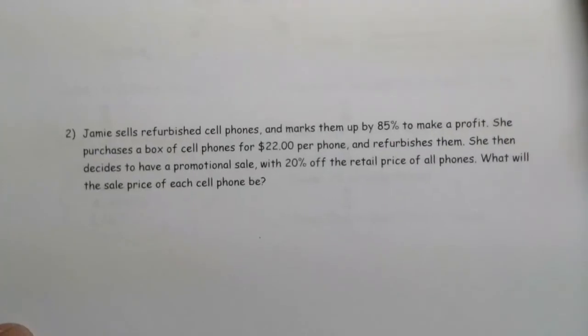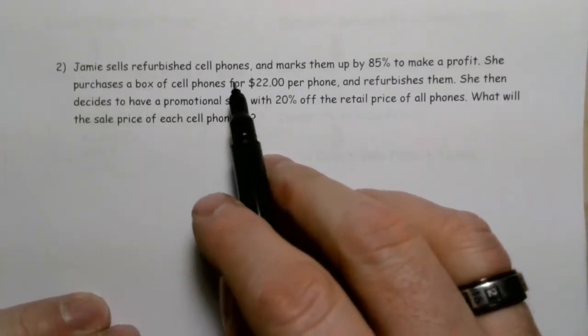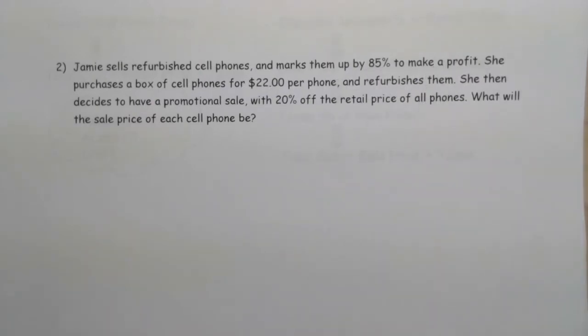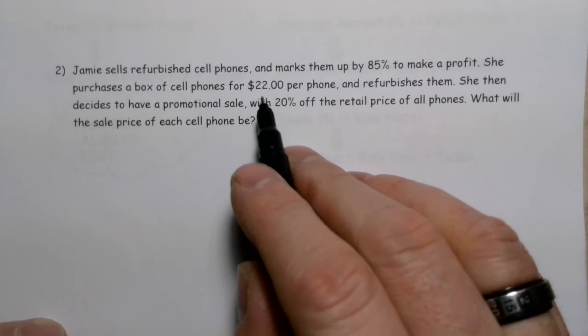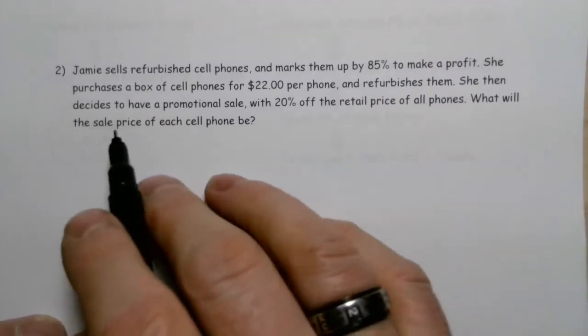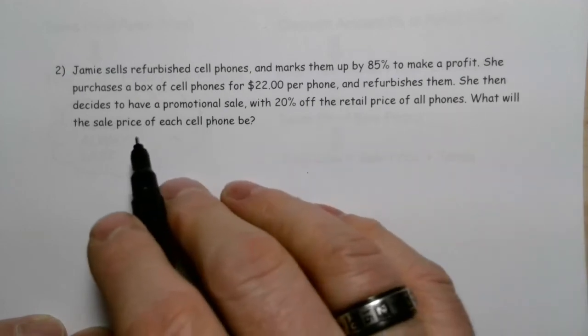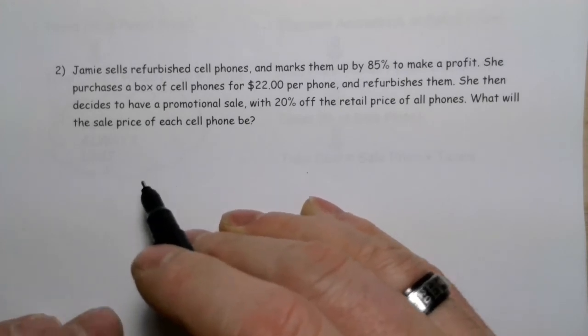Okay, let's take a look at one more here. Jamie sells refurbished cell phones and marks them up 85% to make a profit. Okay, now this is interesting. This question is not about taking 85% off the price. We're now adding 85% to the price. So she purchases a box of cell phones at $22 per cell phone and refurbishes them. She then decides to have a promotional sale with 20% off the retail price of all her phones. What will the sale price of each phone be?